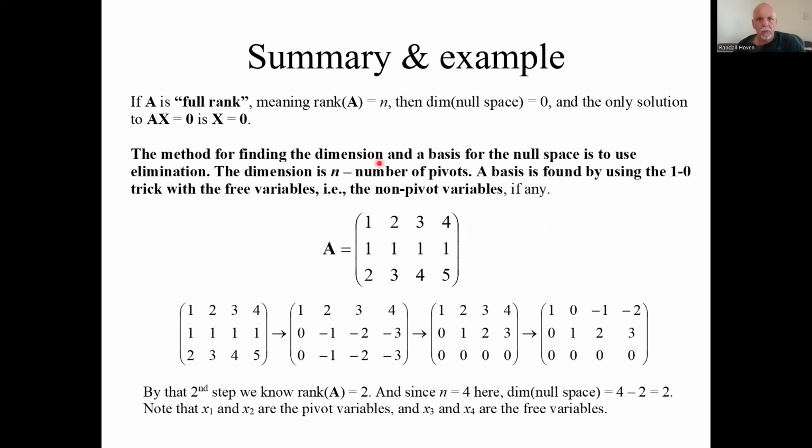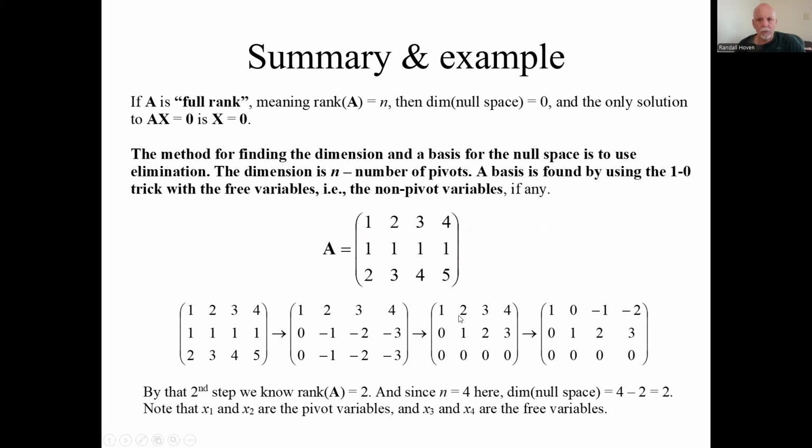So here's our method for finding the dimension and basis for the null space. We use elimination, in fact, Gauss-Jordan elimination. The dimension is n minus the number of pivots, which is the rank of A. The number of pivots is the same as the number of non-zero rows, which is the same as the rank. And then a basis is found by using the 1-0 trick with free variables, i.e. the non-pivot variables. So let's say this is our A.